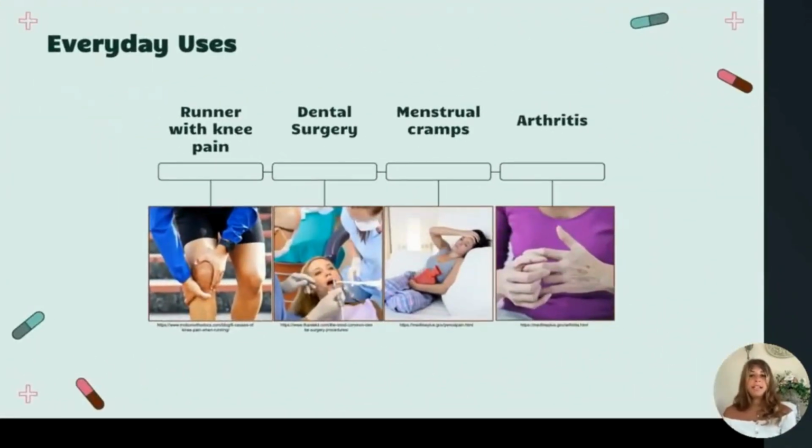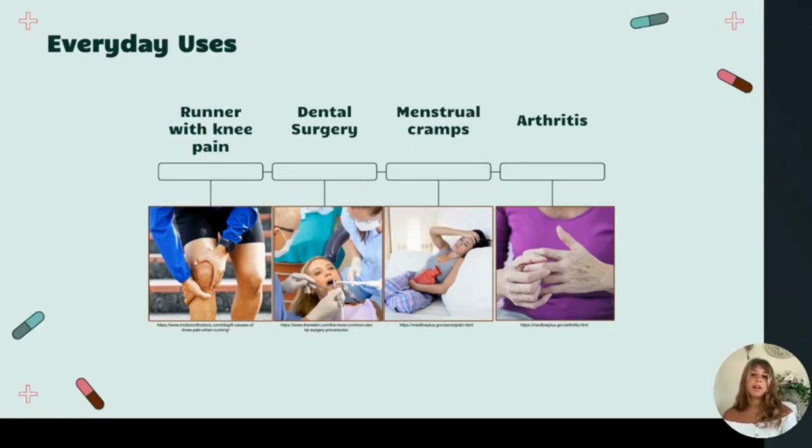Here are some everyday situations where people use NSAIDs. Athletes often take them after injuries like sprains or muscle strains to help reduce swelling and pain. Dentists may recommend ibuprofen after a tooth extraction because it helps with both pain and inflammation. Many people also use NSAIDs to help with menstrual cramps because prostaglandins are involved in the pain that happens during menstruation. Another major use is arthritis.